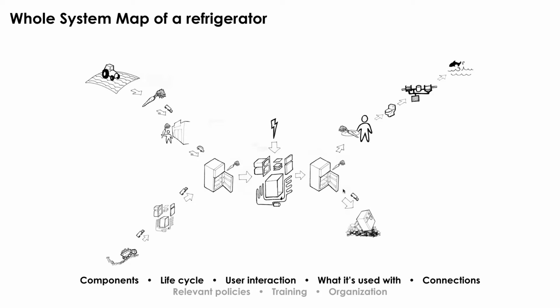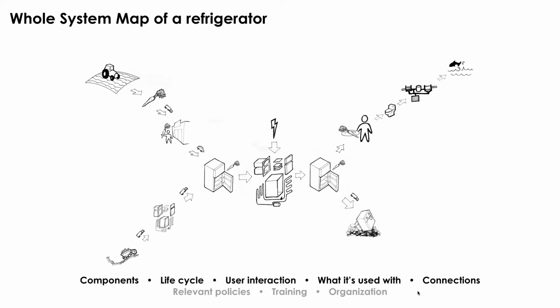What does the user actually do with the fridge? Well, they open the door, they look inside, they take food out, they put food in. And what else is the product used with? In this case, obviously food. And so here I've drawn the whole life cycle of food as well. And you may not need that level of detail in your system map, and that's fine. There's not really one right way to do this. It's what's helpful for you.